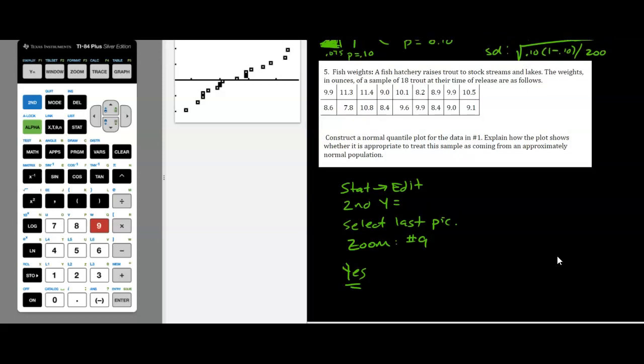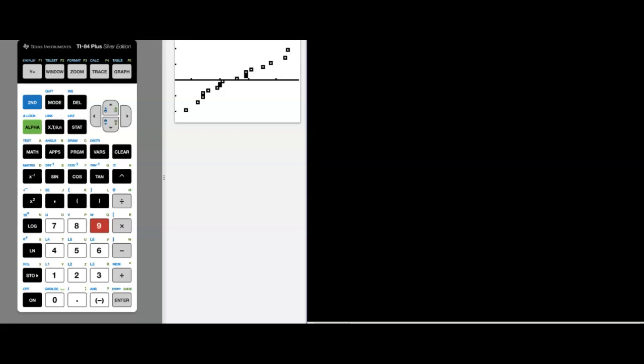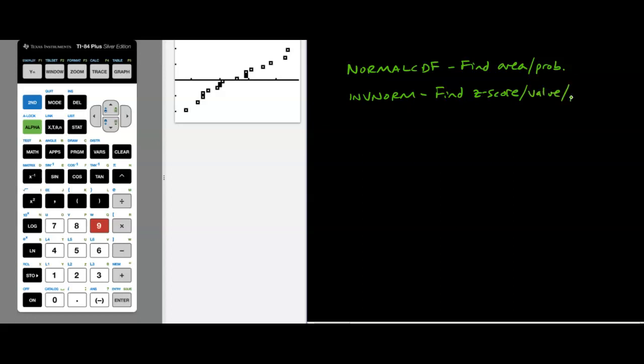Okay, so that gives you a good collection of examples from this module. But before we wrap it up, I just want to remind you one more time of really what I consider to be the biggest ideas in this module. And that is, we've dealt with normal CDF an awful lot. And that's where we're finding the area or the probability related to a normal distribution. And we've also dealt a lot with inverse norm. Inverse norm is the tool that we were using when we wanted to find either a z-score, or maybe we wanted to find a particular value or percentile.